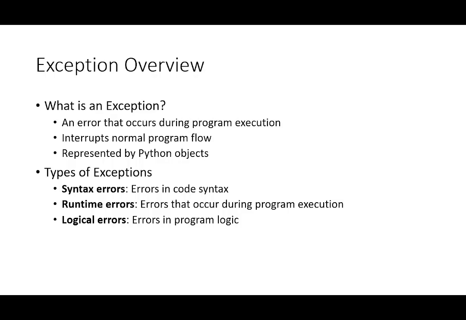So what are exceptions? Exceptions are just an error that occurs within your program, and it interrupts the normal program flow. It's represented by a Python object, and there are three general types of exceptions: syntax errors, runtime errors, and logical errors. A syntax error is essentially a typo, an error within the code syntax. Maybe you don't have something tabbed in enough, maybe you've flipped a letter in something.